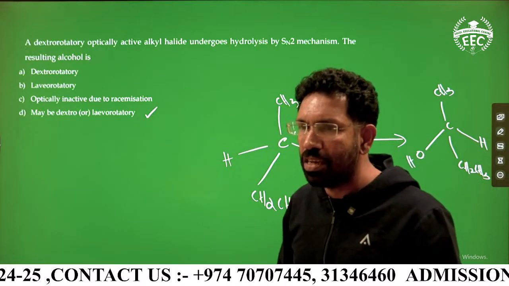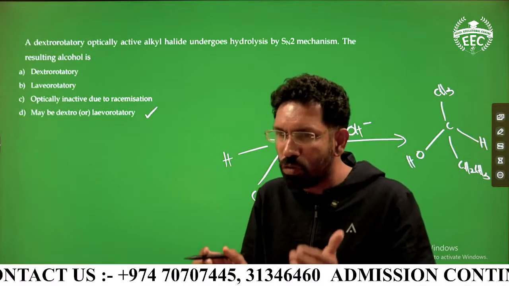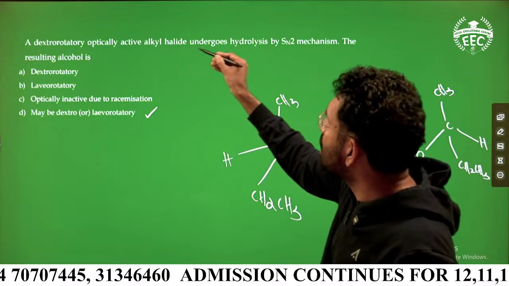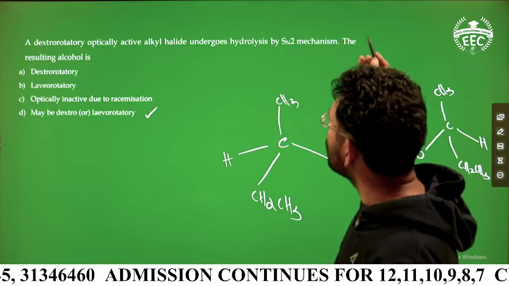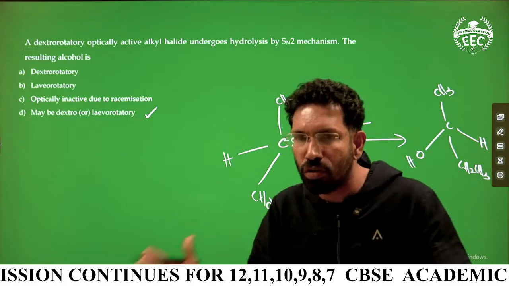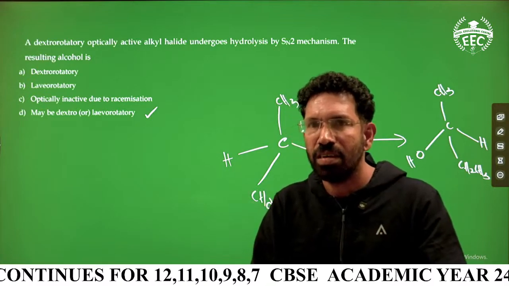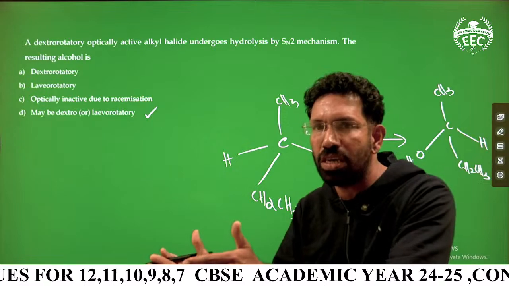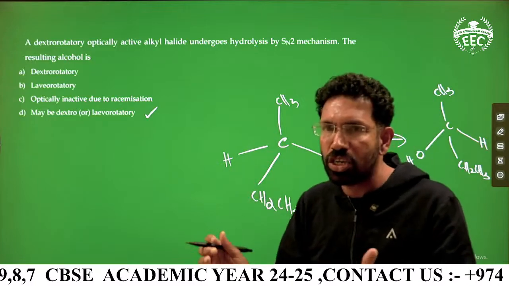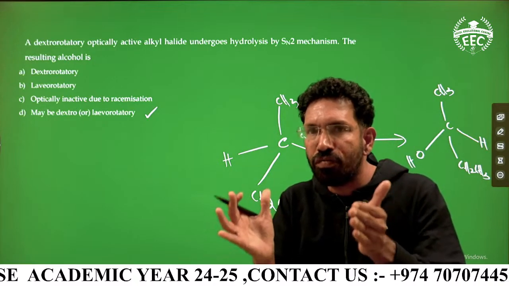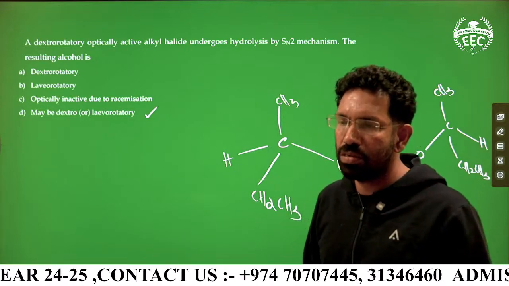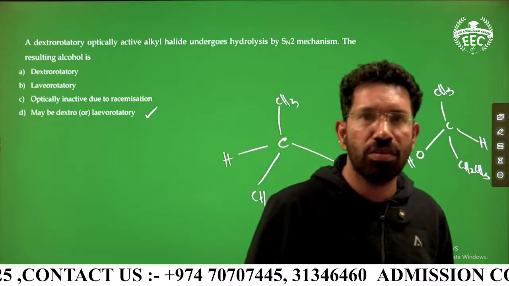Remember, repeating it again, this is a wrong concept for you people. This is very important for you. I'm telling it again: a dextrorotatory optically active alkyl halide undergoes hydrolysis by the SN2 mechanism. Yes, it will undergo inversion, no doubt about it. SN2 involves inversion. But it may be a dextrorotatory or levorotatory product. That is the answer. So there is no relation between optical rotation and configuration. Got it? So the answer is: maybe dextro or levorotatory. Are you okay, students? You got it?